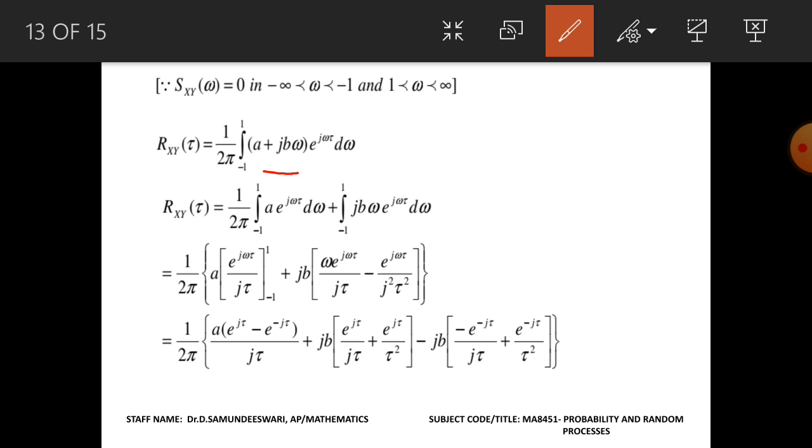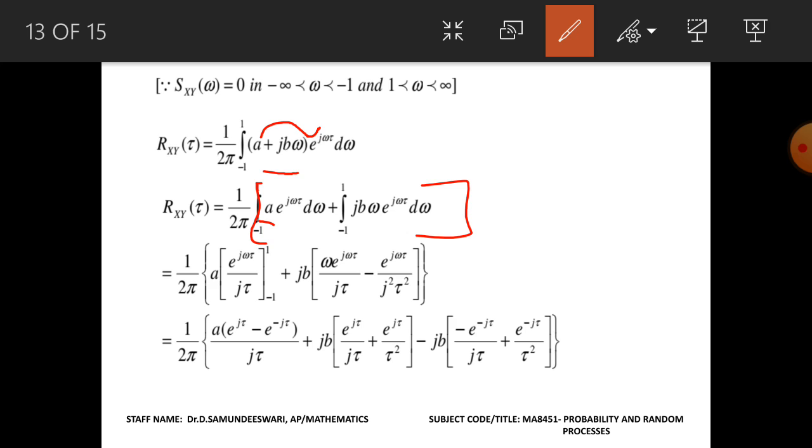Inside this, the function is an addition only, so I am going to split the integration. How can you split the integration? 1 by 2 pi integral minus 1 to plus 1 a into e power j omega tau d omega plus, again splitting that integration, 1 by 2 pi is common for both, integral minus 1 to plus 1 jb omega into e power j omega tau into d omega.